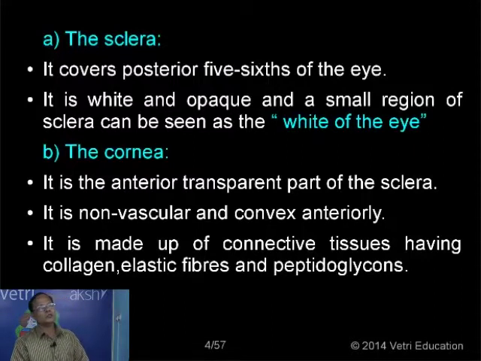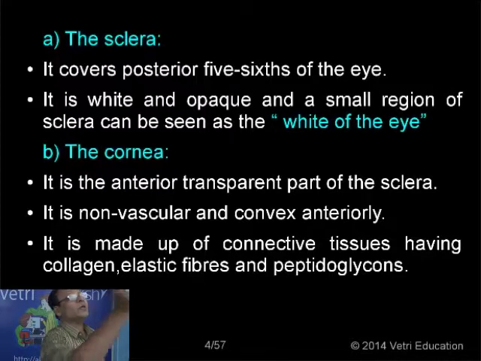The connective tissues normally contain collagen fibers, elastic fibers, and also peptidoglycans, mucopolysaccharide. As in the case of the bacterial cell wall, here too we have peptidoglycan, mucopolysaccharide. So the cornea is made up of connective tissue containing the white fiber, the collagen fiber. Then we have the elastic fiber, nothing but the yellow fiber, and also the mucopolysaccharide peptidoglycan.